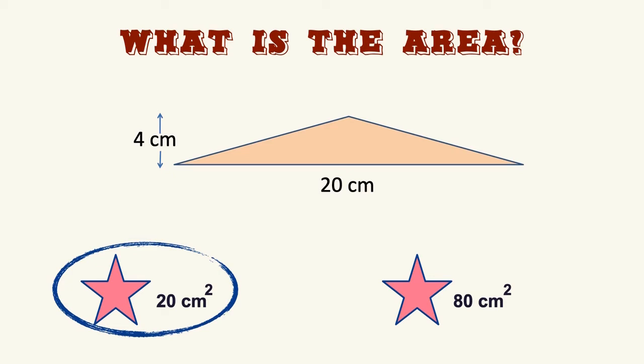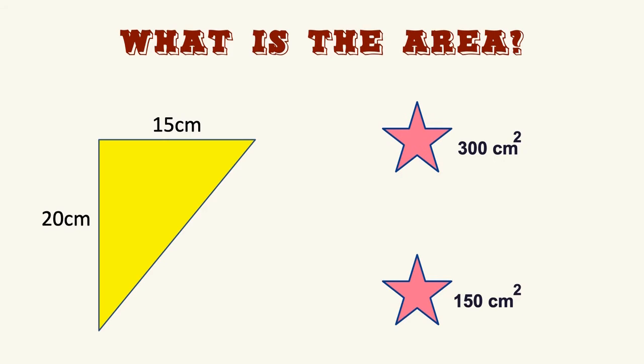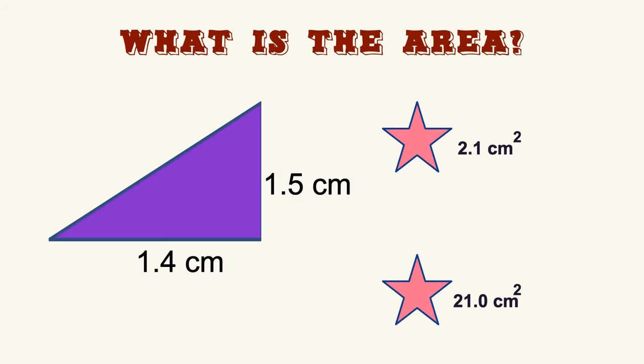Let's try another one, boys and girls. What is the area of this shape? Remember, area is half base times height, or half length times height. Yes, that's correct. 150 square centimeters. Try this last one, boys and girls. What is the area of this shape?